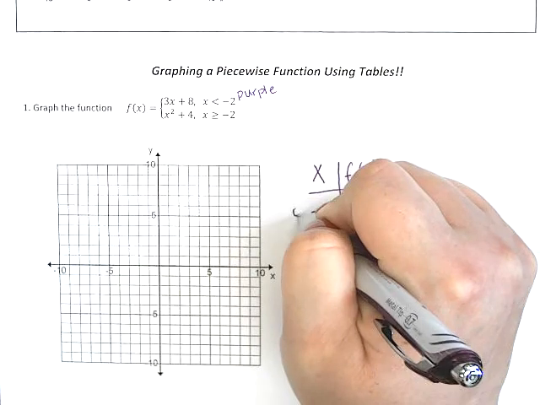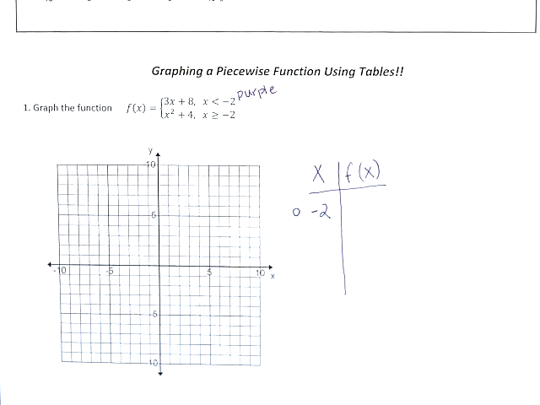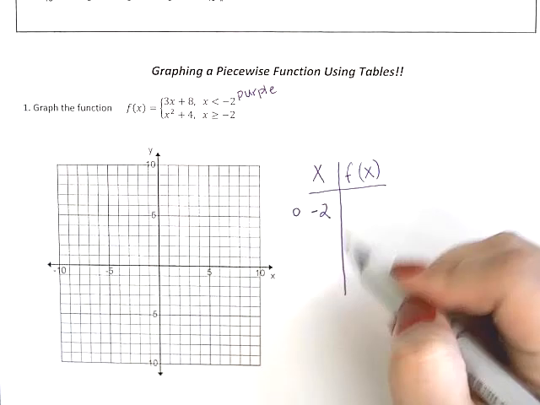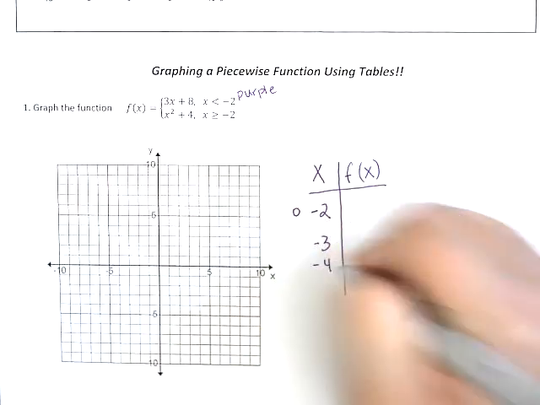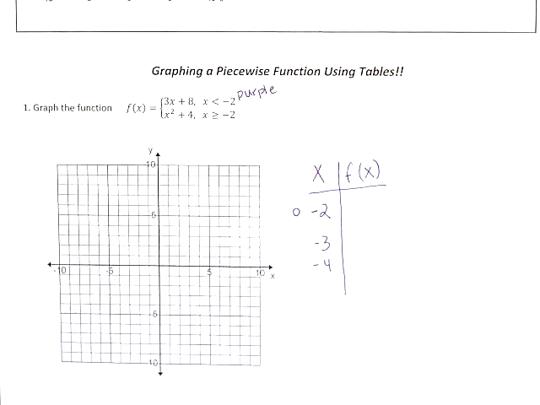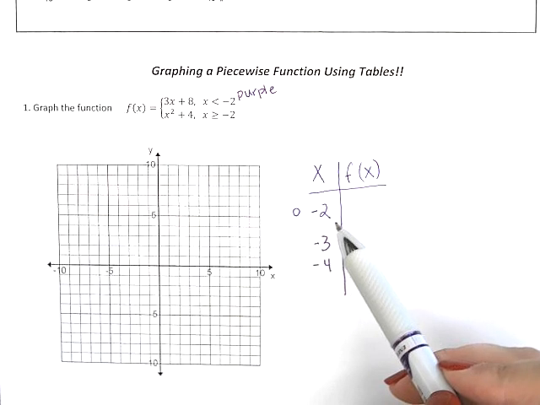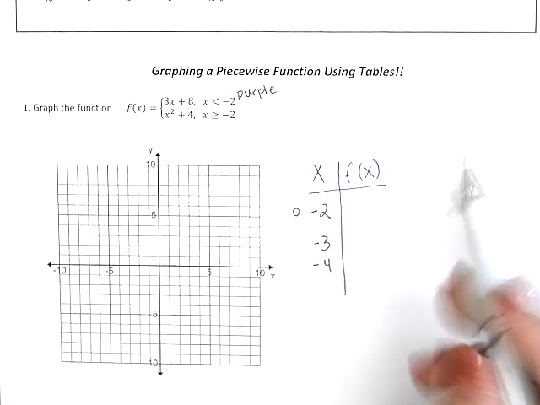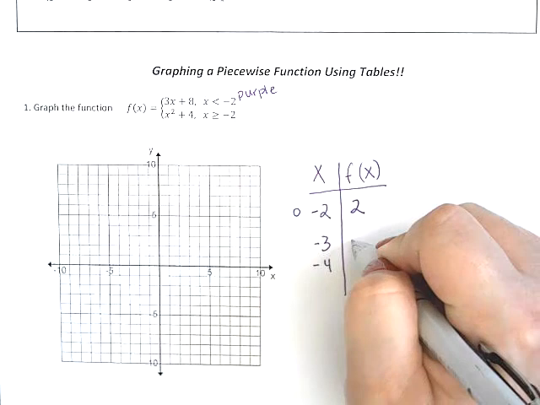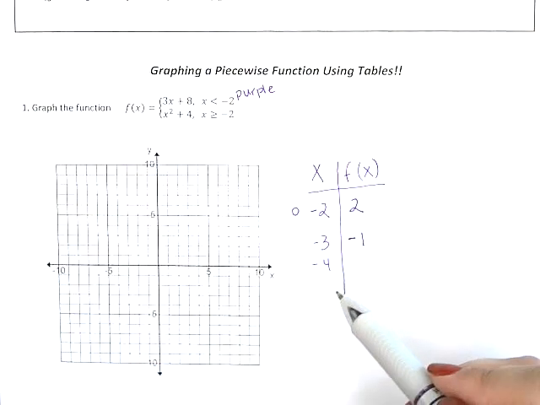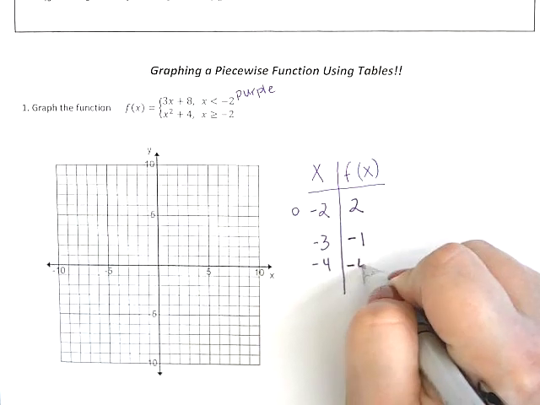I'm just going to put an open circle next to it because it just means that when we graph that point, it's not going to be a closed circle, it's going to be an open circle since it's less than -2. Alright, and then I want values that are less than that, so we can do something like -3, -4. Okay, so if we plug in -2, we get 3 times -2, which is -6, plus 8, which is 2. If we plug in -3, 3 times -3 is -9, plus 8, which is -1. And if we plug in -4, we have 3 times -4, which is -12, plus 8, which is -4.